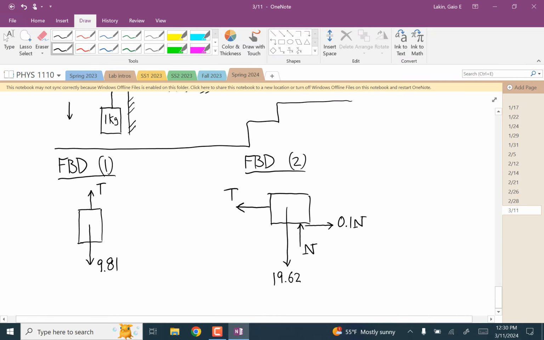So what this is saying in the friction case is you take that coefficient and then you multiply it by whatever that normal force is. So if it turns out this normal force is 56 newtons, then the friction force would be 0.1 times 56. And so that would be 5.6 newtons going to the right.